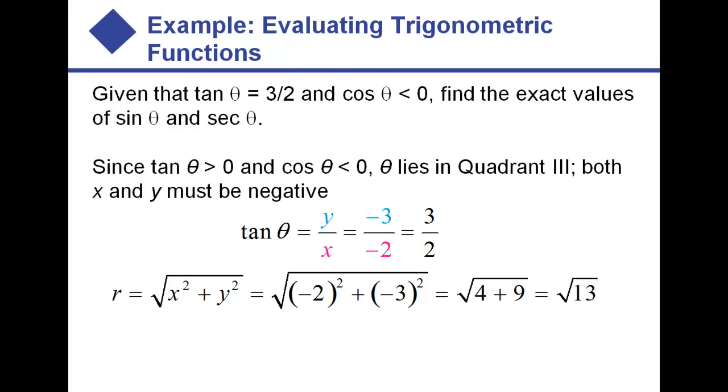If we're given that tangent equals 3/2 and cosine is negative, we can find the exact values of sine and secant.